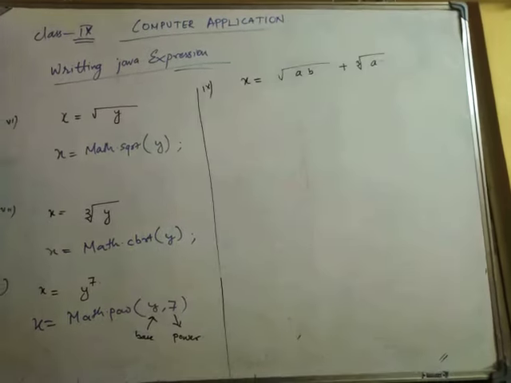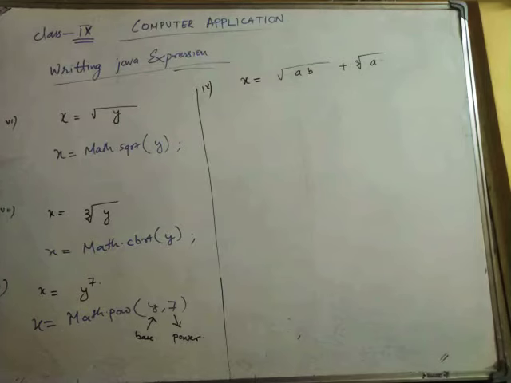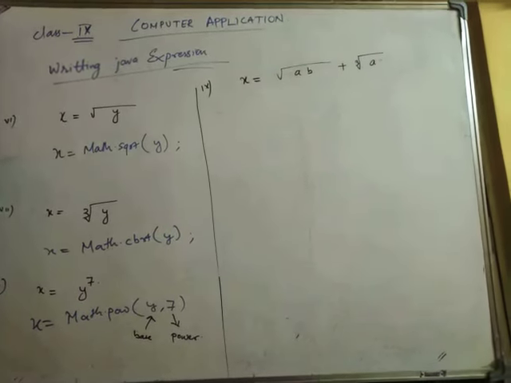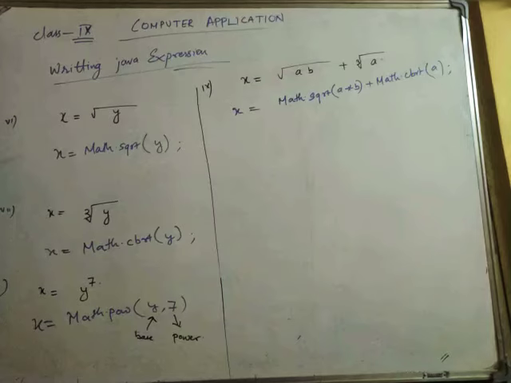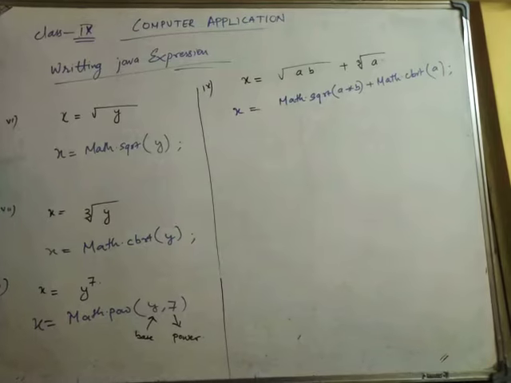The next question is x equals root of ab plus cube root of a. You have to know how to write it down. First of all, since it is root of ab, you write math.sqrt of ab. So we have to understand where the root is. The root is of ab, so a into b is there in the bracket of math.sqrt. So we wrote math.sqrt in the bracket a into b, plus math.cbrt in the bracket a. Clear? Understood, all of you? Next one you'll see now.